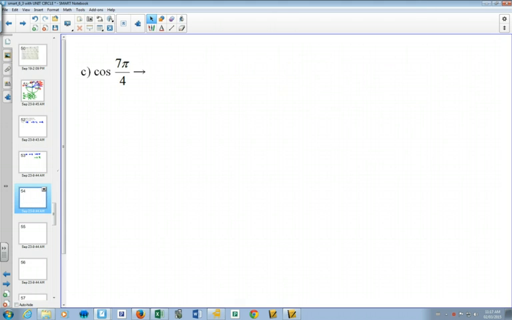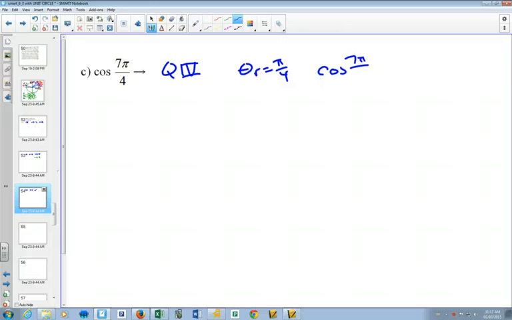Cos, 7 pi over 4. That's going to be in quadrant 4. Part of the pi over 4 family. Since cos of pi over 4 is root 2 over 2, cos of 7 pi over 4 will also be positive because cos is positive in quadrant 4. So we also get root 2 over 2.